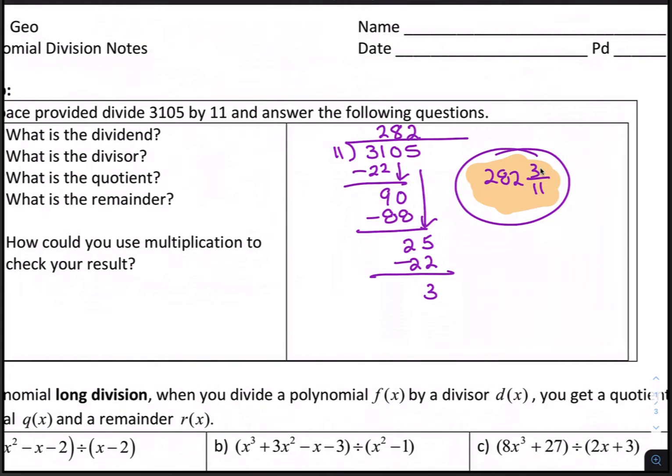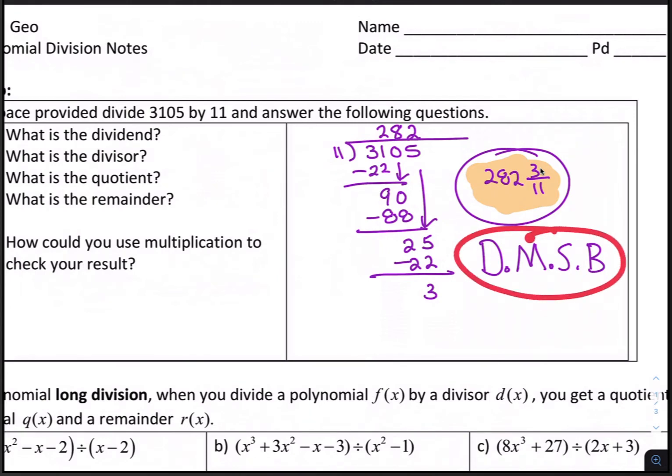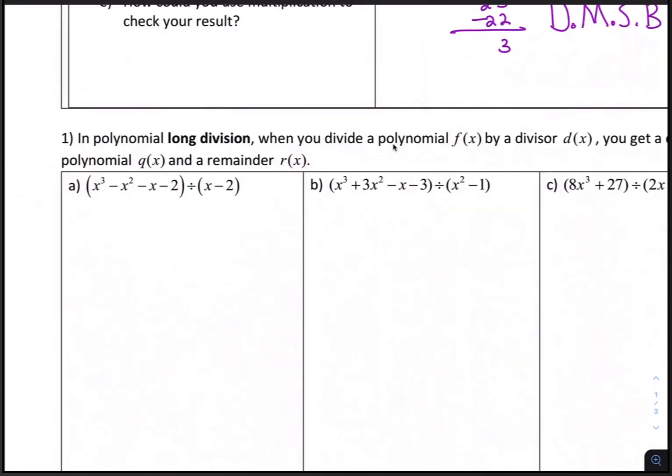And we want to recognize the process that we went through. First we divided, then we multiplied, then we subtracted, and then we brought down the next term, and then the cycle just repeated itself. So we have a cycle of dividing, multiplying, subtracting, and then bringing down. And we continue that process until the end. So let's use the same process of dividing, multiplying, subtracting, and bringing down with long division of polynomials.